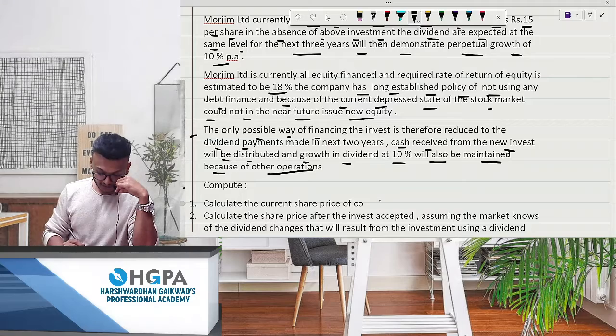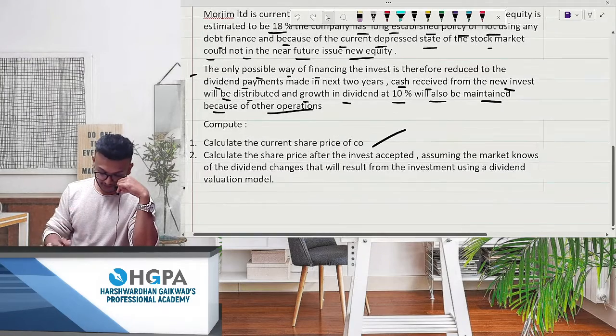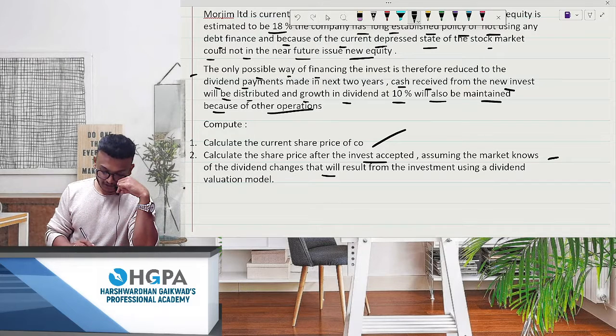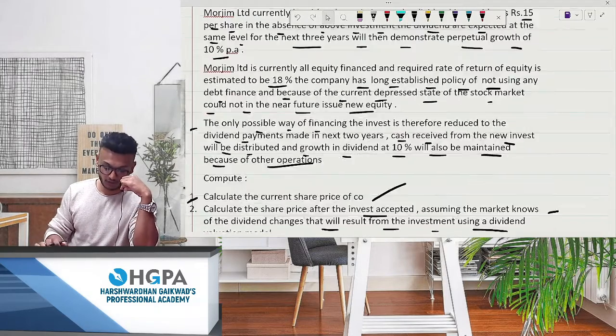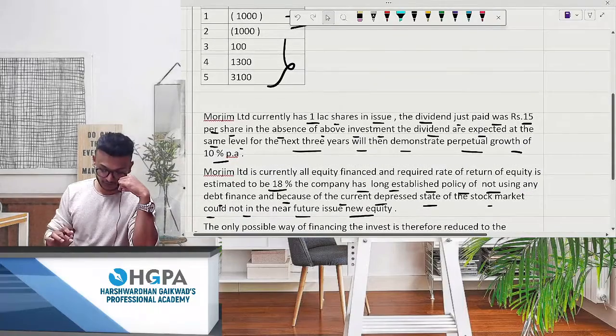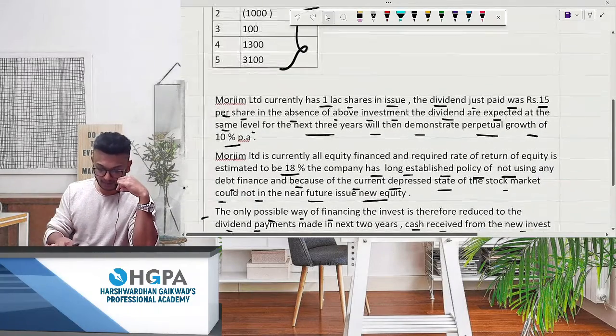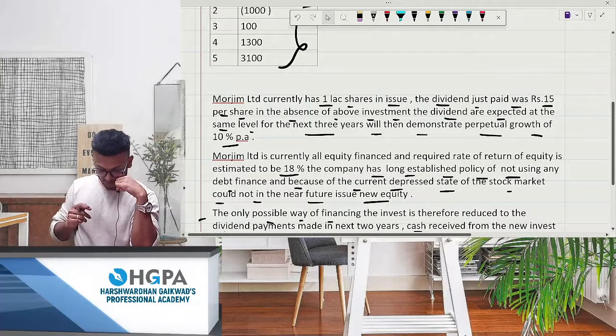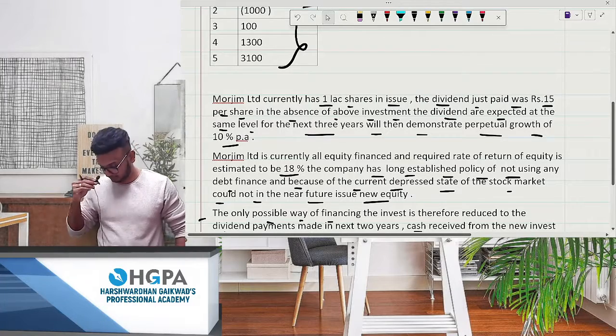Calculate the current price of the company, and second, compute the share price after the investment is accepted, assuming the market knows of the dividend changes that will result from the investment, using a dividend discount model. Okay, so first things first. It's very simple. How will you do it? How are we supposed to do this? Can you just try to do it? I'll wait for 2 minutes. I'll just have a sip of water. Can you just compute and try it?